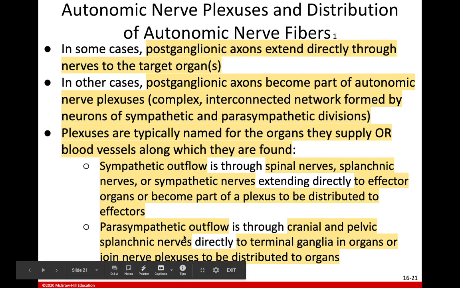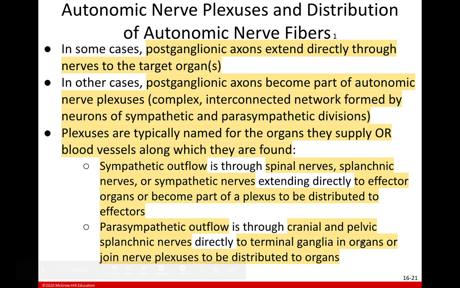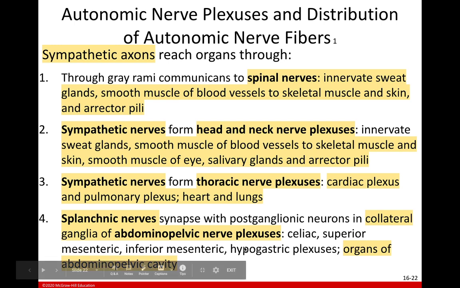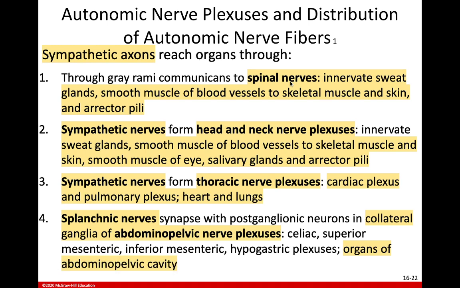And then again, remember the parasympathetic outflow is through cranial and pelvic splanchnic nerves, either directly to the effector organ, or they become part of a plexus and then travel to and innervate the effector organ. So let's look specifically at the different nerves and which ones are part of plexuses and which ones are not. In general, for your sympathetic axons, the spinal nerves travel directly to the effector organ.